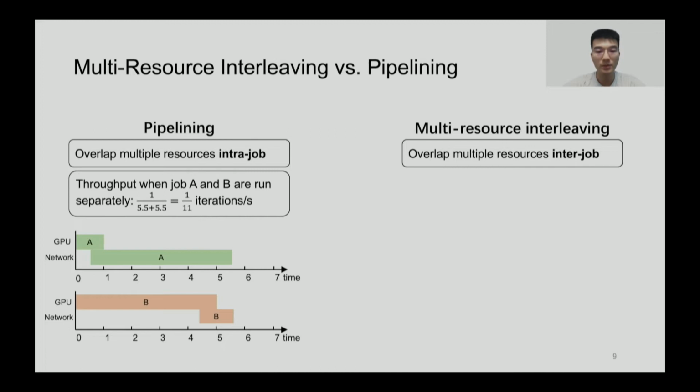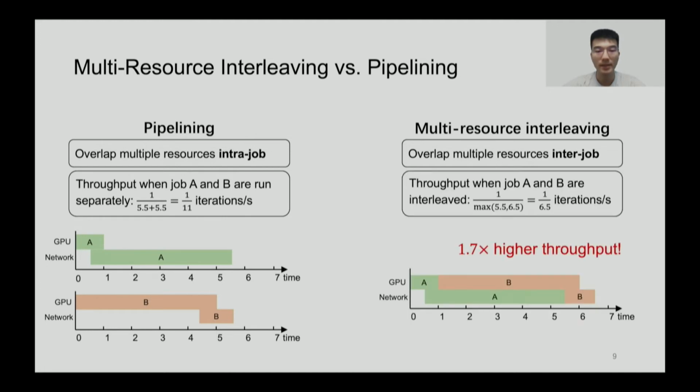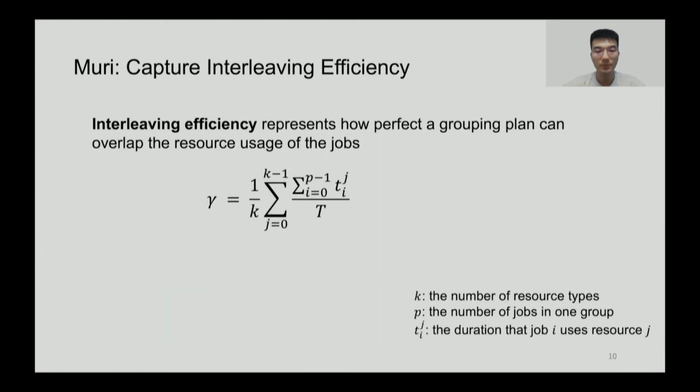We show the resource usage of GPU and network I/O of two jobs, A and B. GPU is underutilized for job A, and network is underutilized for job B. The throughput is calculated for the same set of resources. Interleaving jobs A and B as shown on the right can improve the throughput by 1.7 times in comparison with running them separately. To maximize resource utilization, we need a metric to compare different grouping plans.